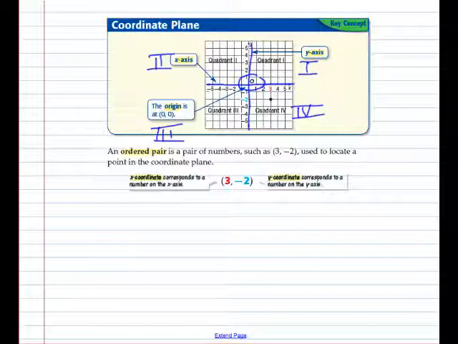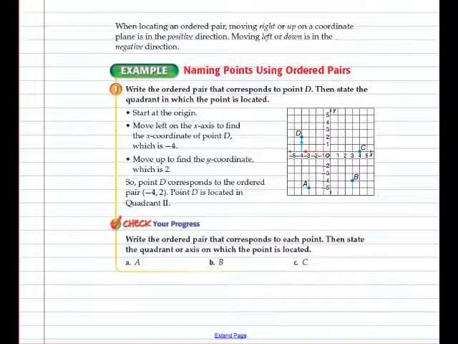An ordered pair is a pair of numbers such as 3, -2 used to locate a point on the coordinate plane. 3, -2 means 3 to the right and down 2. This is the x-axis, this is the y-axis. The x-axis is left-right, the y-axis is up-down. When locating an ordered pair, move right or up for positive, left or down for negative.